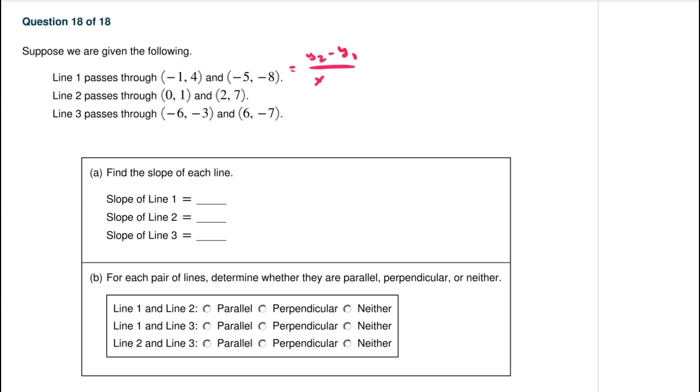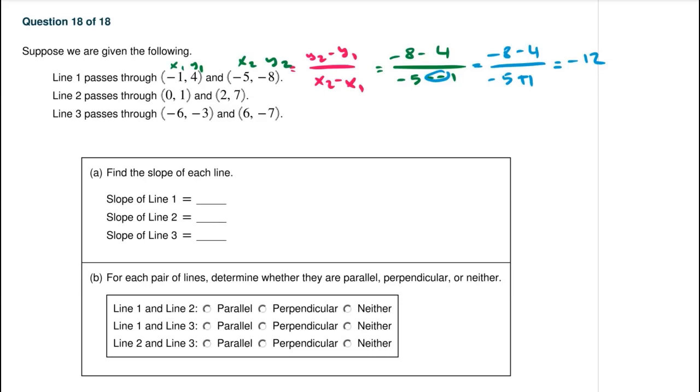Y2 minus Y1 over X2 minus X1. That is the slope formula. So we have X1, Y1, X2, Y2. That will give us -8 minus 4 over -5 minus -1. Two negatives turn into a positive. So that will be -8 minus 4 over -5 plus 1. That will give us -12 over -4, which divides to 3. So the slope is 3.